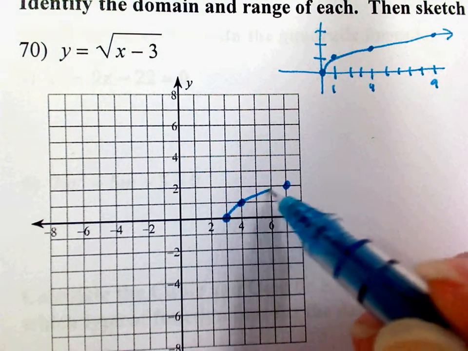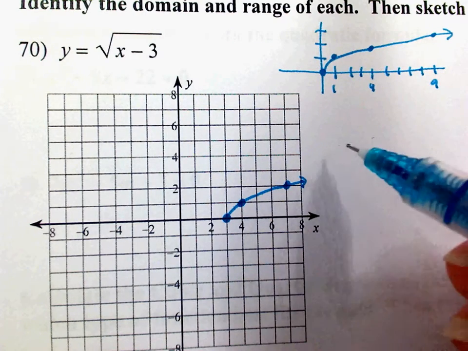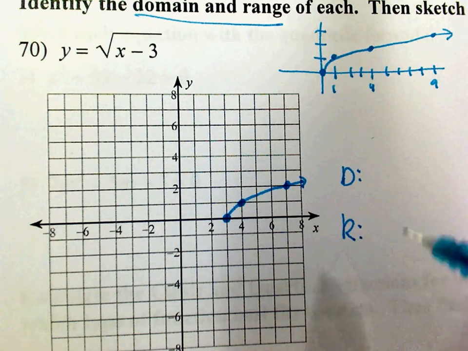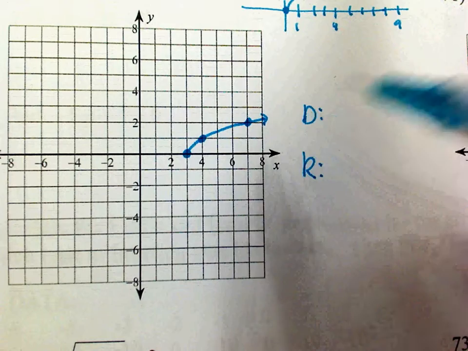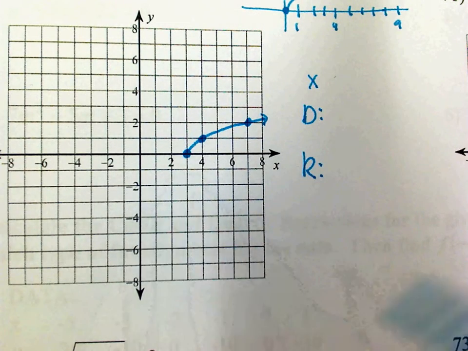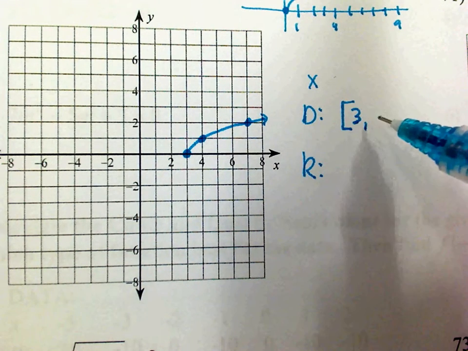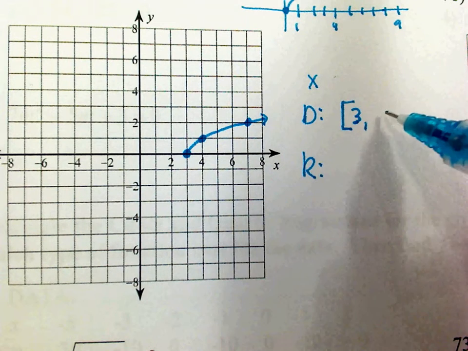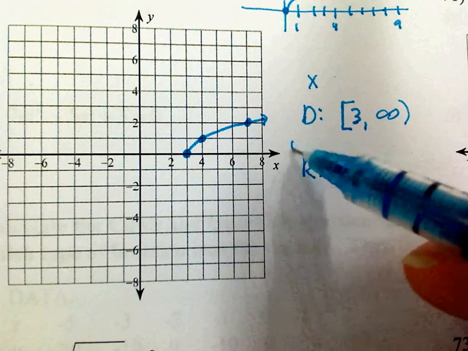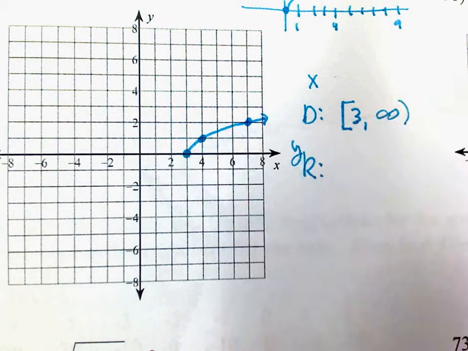Now, guys, it also asks you to identify the domain and the range. Domain, it represents x or y? X. So look at the x-axis, guys. On the x-axis, what's the farthest to the left it goes? 3. Do we actually reach 3? Yeah. So we put a bracket, and then we go all the way to what? Okay. Range is y, yeah? So look at the y-axis. What's the lowest this goes on the y-axis? 0. And it goes up to? Just infinity.